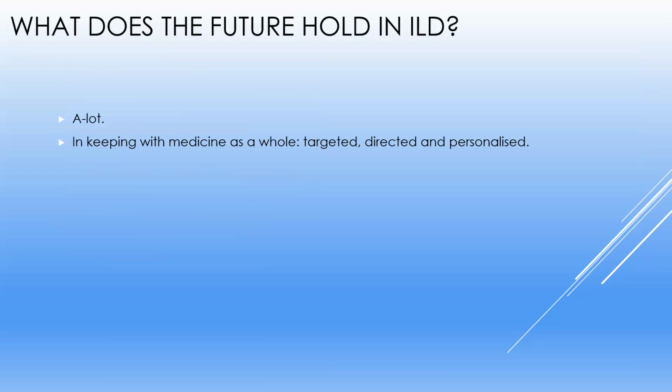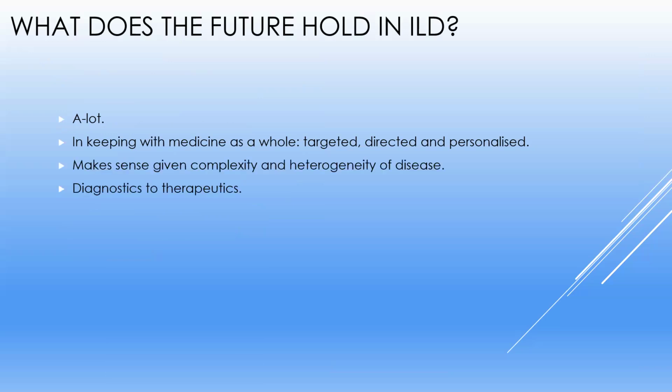So what does the future hold? A lot. In keeping with medicine as a whole, we are now trending towards targeted, directed, and personalized medicine. Obviously, this makes sense given the role of the telomere and other complex genetic polymorphisms coming out in terms of ILD. And the advancement starts from diagnostics to therapeutics. Interestingly, in the journal CHEST, there are some specific digital imaging techniques, which are AI-based, used in diagnostics. And there's testing of new circulating cell-free DNA, which may provide some prognostic benefits.